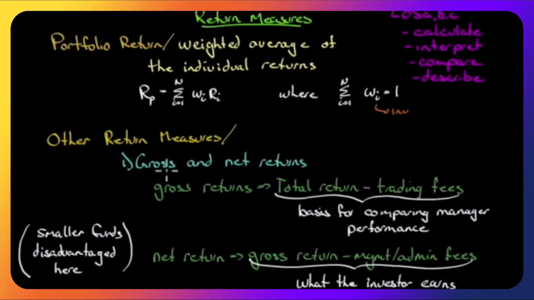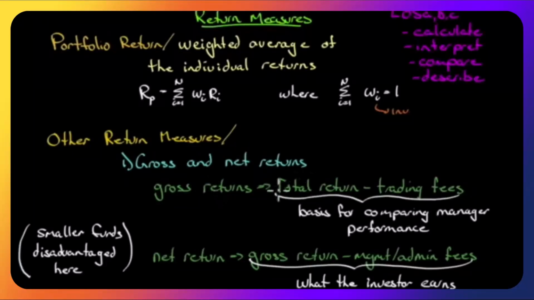Other return measures, gross versus net returns, and this matters for mutual funds. If we're comparing mutual funds, are we comparing them on their gross returns or their net returns? Well, if you're judging the performance of the asset manager, gross returns are what you want to look at, because that's the return before I charge everything that I charge, all my management fees. So if I'm looking at how good is the asset manager, not what my return is, I want to look at gross returns, right?